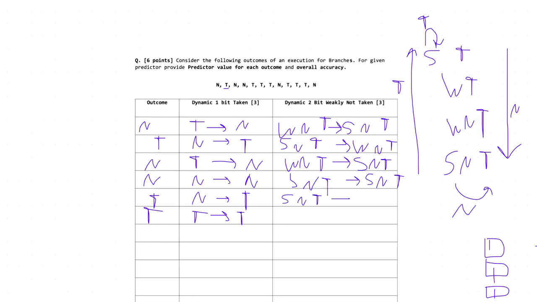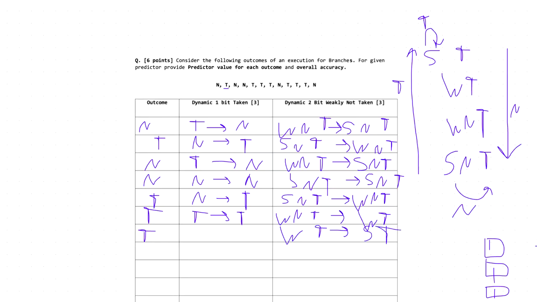I hit a taken. I go up the ladder to weakly not taken. I'm at weakly not taken, and I hit another taken. I go up the ladder, now I'm weakly taken. I'm just going to do one more. There was a third taken here. I'm at weakly taken. I hit another taken. I go up to strongly taken. And continue on and on.